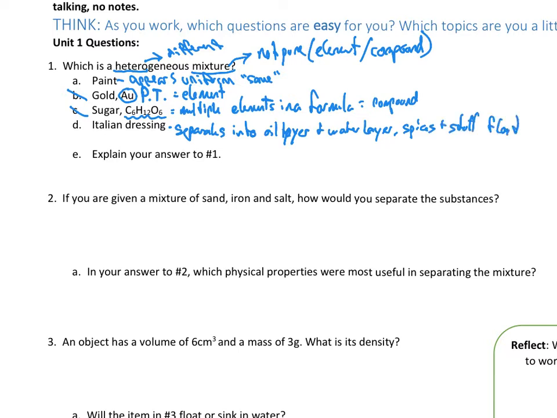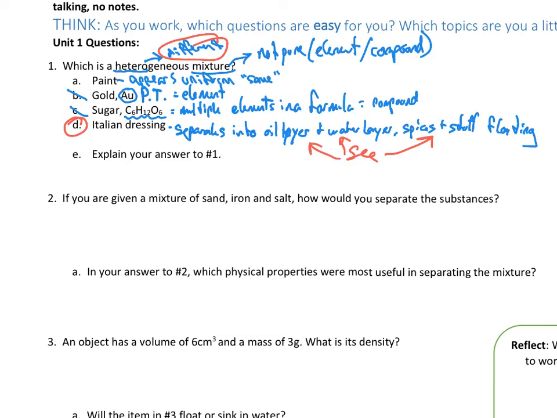So which one of those sounds like it has different things in it? Well, it's the Italian dressing because I can see these things. I can see that there's different things all together. That's what allows me to say that it's Italian dressing and not paint. So all of that is my explanation to question 1.